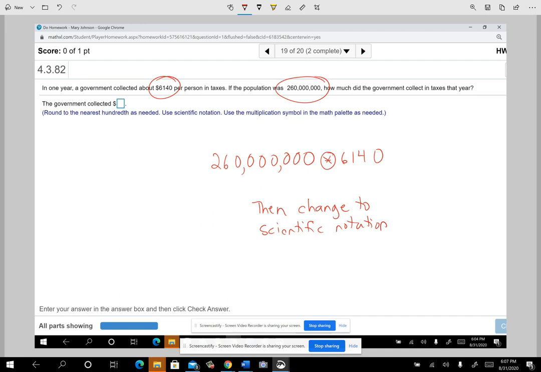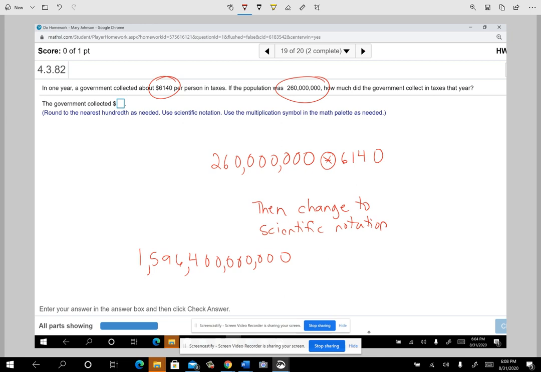All right, so I'm just going to take a second, and your numbers will be different, but I could just use my calculator and type in 6140, and I want to multiply that by 260, and then 1, 2, 3, 4, 5, 6. So I could do that, and that gives me 1,596,400. Then 1, 2, 3, 4, 5, 6. So you could have done it that way.